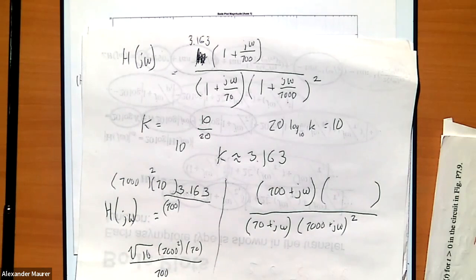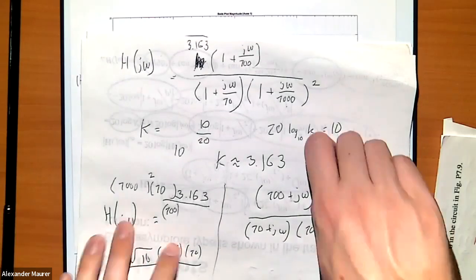Okay, so I've got radical 10. I've got 7,000 squared. I've got 70, and I'm going to divide it by 700. And so I'm pretty sure the correct calculation, and I didn't do this up front, and I really should have, because then I would be guaranteed that I've got the correct.